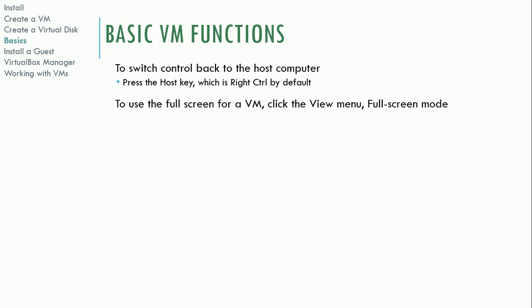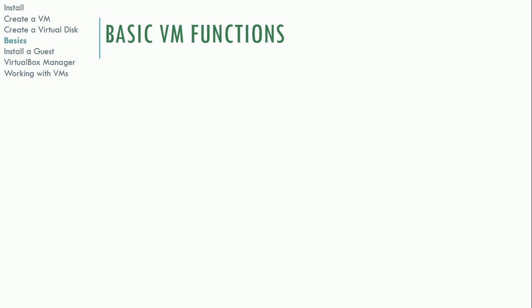To use the full screen for a VM, you can click the View menu and then go to full screen mode. The problem is if you're not in full screen mode, sometimes you have to keep scrolling back and forth to work with your virtual machine. So if you're going to be using it, you might as well go into full screen mode while you're using the virtual machine, and then you can switch back by using the right Control plus F to get in and out of the full screen mode.